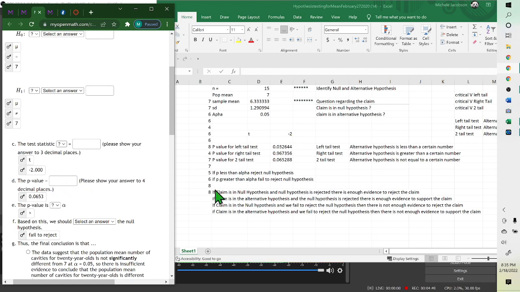The p-value, it's 2-tailed because it was not equal to, so here's your p-value. If the p-value is less than alpha, reject. If the p-value is greater than alpha, do not reject. Well, the p-value is greater than alpha, because 0.065 is greater than 0.05. So we fail to reject.